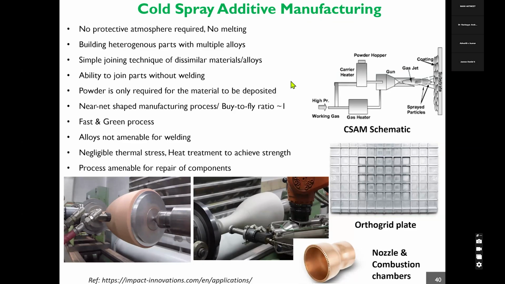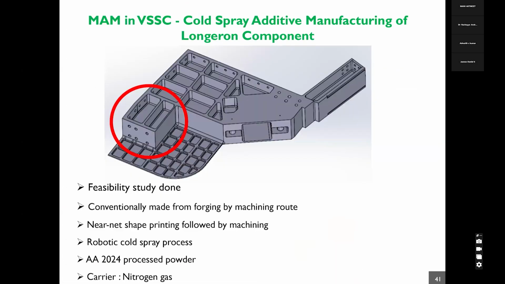So here, unlike the previous process, there is no melting of powders involved. It's only a supersonic deposition of powders onto a substrate to make the final component. And since there is no melting involved, the residual stresses and all are minimal. Of course, you need to do post-processing in case of this particular component, like heat treatment, to achieve the required strength. So we have identified different components that can be made through the cold spray additive manufacturing process as shown here. And of course, one important aspect is you can make components with a buy-to-fly ratio as close to 1, unlike the other additive manufacturing processes.